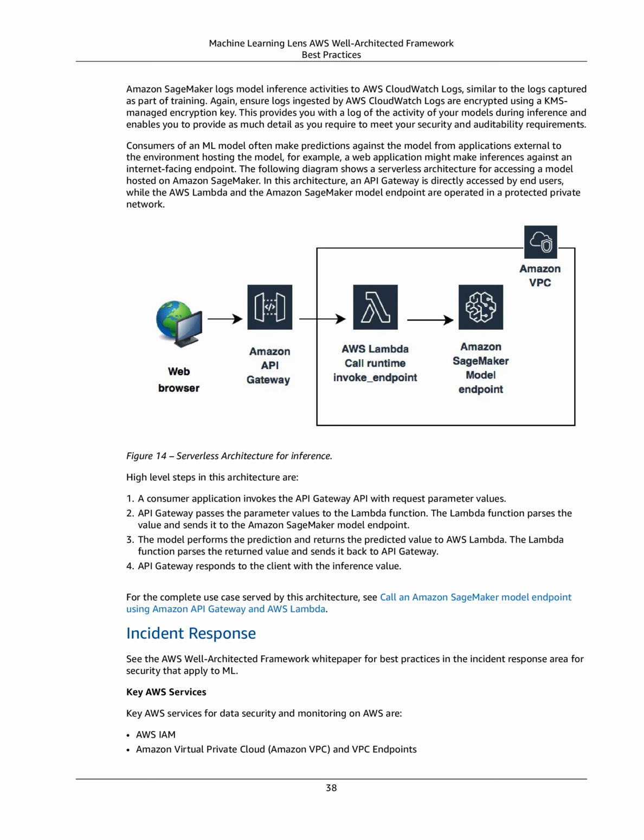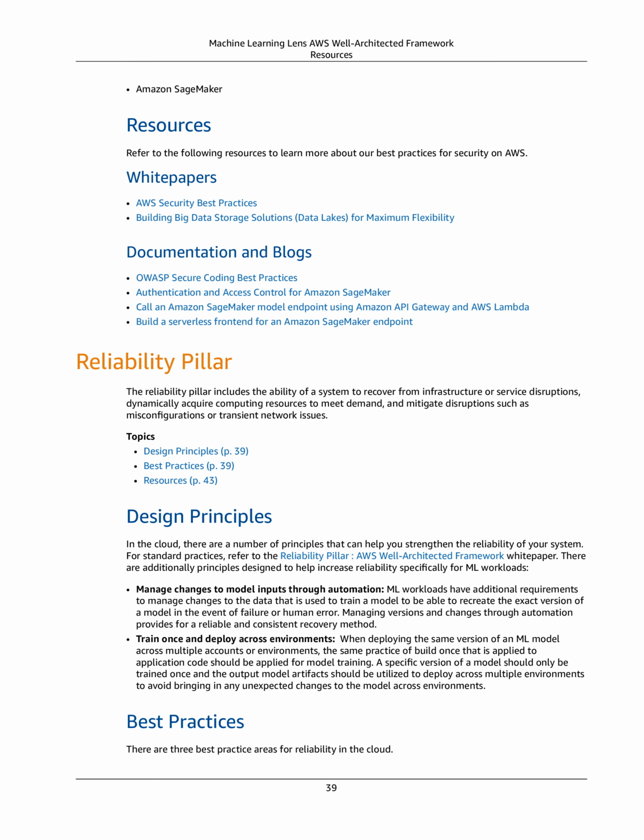For the complete use case served by this architecture, see Call an Amazon SageMaker model endpoint using Amazon API Gateway and AWS Lambda. Incident response: see the AWS Well-Architected Framework whitepaper for best practices in the incident response area for security that apply to ML. Key AWS services for data security and monitoring on AWS are AWS IAM, Amazon Virtual Private Cloud, Amazon VPC, and VPC endpoints, and Amazon SageMaker.